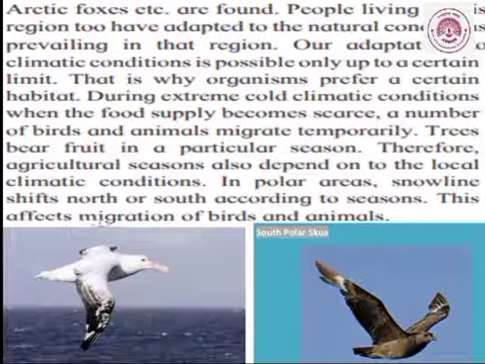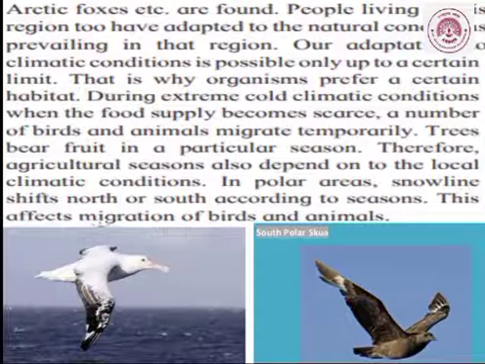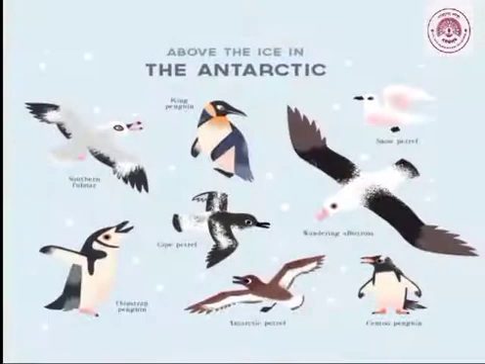Trees bear fruit in a particular season. Therefore, agricultural seasons also depend on the local climatic conditions. In polar areas, snowline shifts north or south according to seasons. This affects migration of birds and animals. You can see the migratory birds in the slide, children.